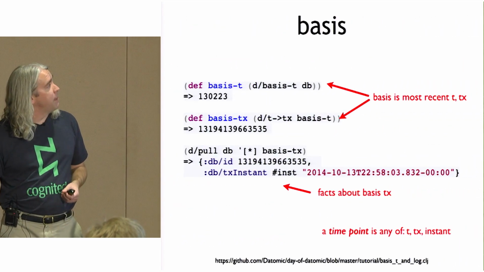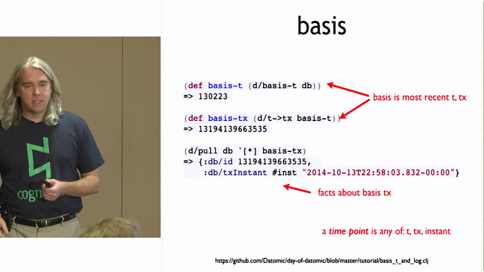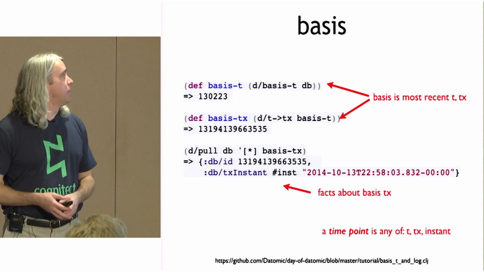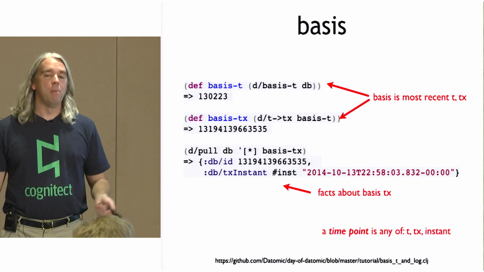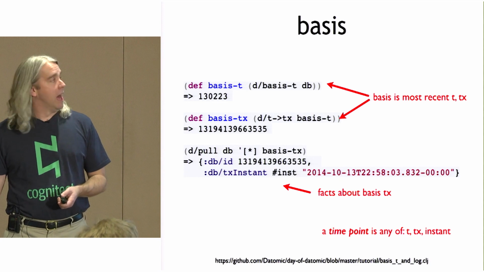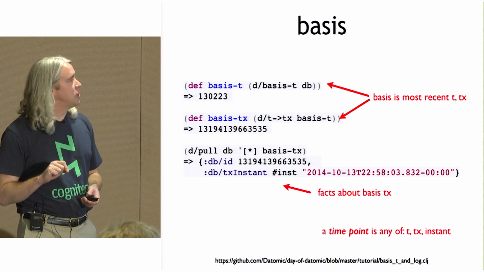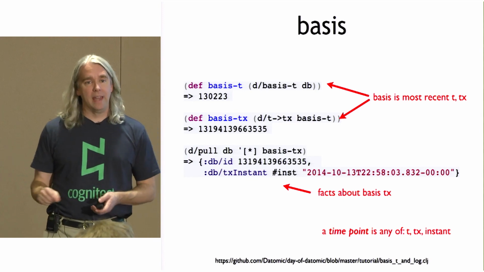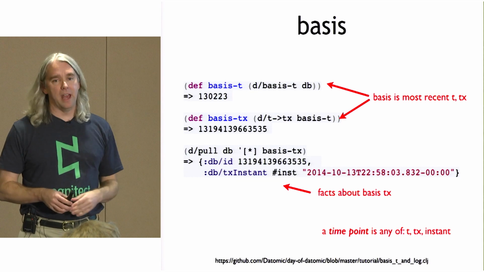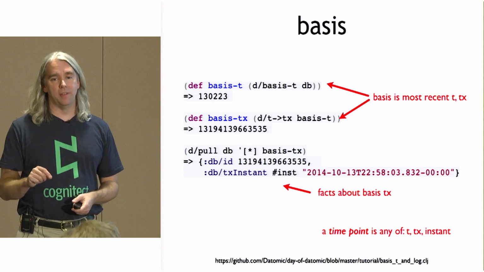So let's look at this from an API perspective. Given a particular database, you can walk up to that database and say, give me the basis T. So that's going to give you a number like 130.223. And what you know about that is all the t's before that are already in the database, and all the t's after that are not. Given that basis t, you can find out what the transaction entity is that goes with that. So t to tx, that's how you read that function called t->tx. That says, given a t, give me the tx associated with it.